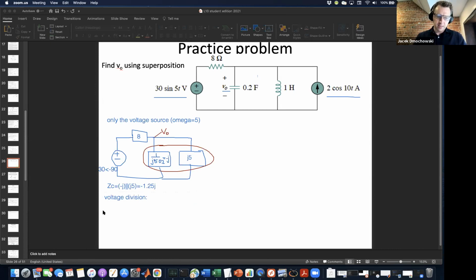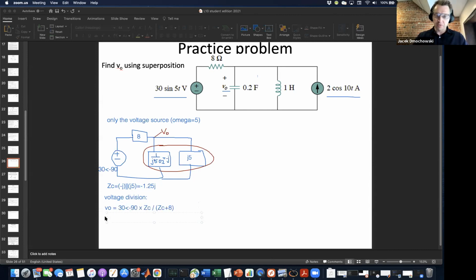Namely that V naught is equal to 30 angle negative 90 times ZC over ZC plus 8. So you're looking for the voltage across this part of the circuit, these combined branches. These are in parallel, so they have the same voltage, and that voltage is V naught, which is the thing we're interested in.